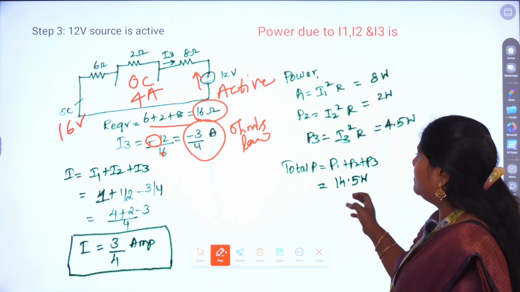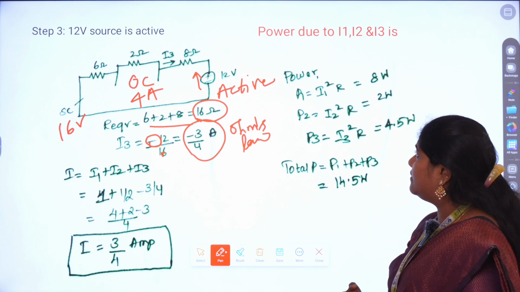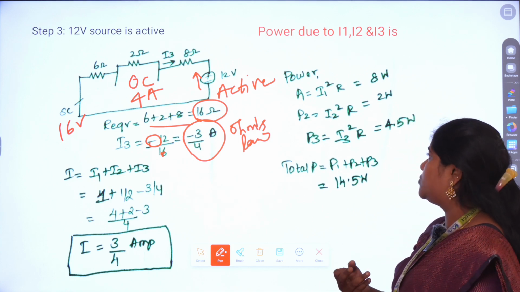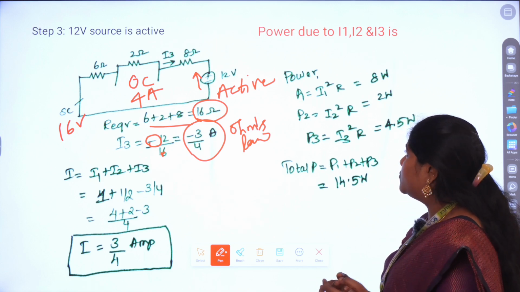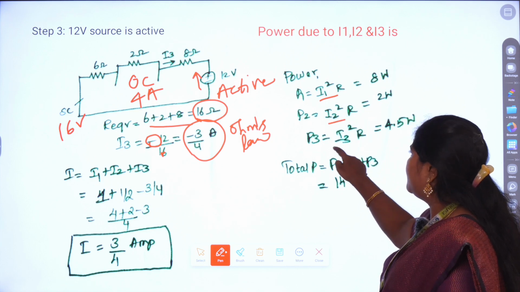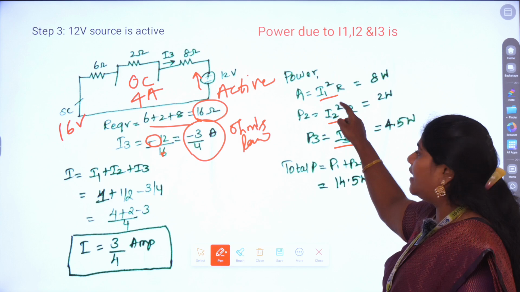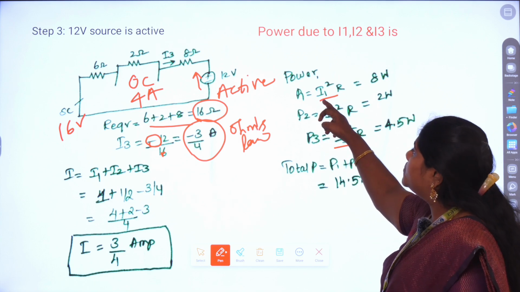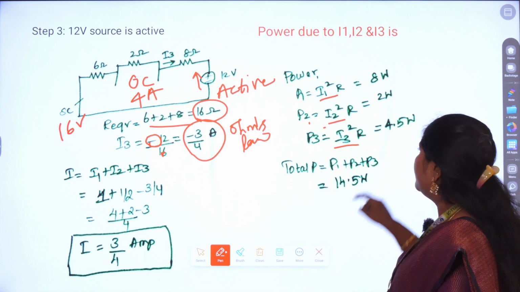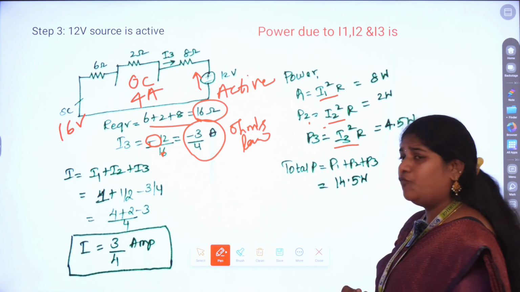Now, on the other side, I have also given an introduction to power calculation. I have told you that power is a nonlinear quantity which the superposition theorem cannot solve, but anyhow let us check how the superposition theorem is not supporting this. Since we have 3 different currents due to individual sources, 3 different powers can be calculated using the formula I squared R. P1 is due to source 1, P2 is due to source 2, and P3 is due to source 3. Each one gives some value of power: 8 watts, 2 watts and 4.5 watts.